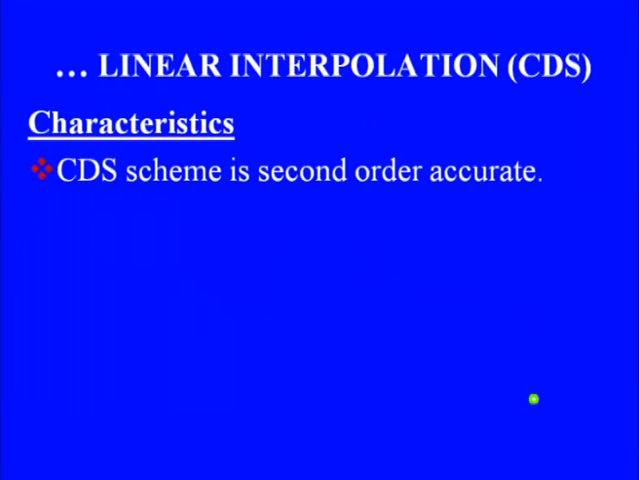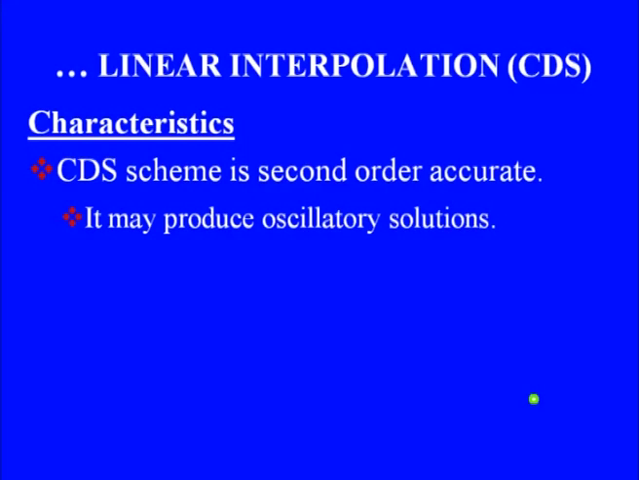Let us get back to our presentation and look at the characteristics of the scheme. The CDS scheme is second order accurate. So, from now onwards we will refer to linear interpolation by its short acronym, that is CDS. It is second order accurate. The accuracy is very good, but we might have one small problem for advection dominated situations, that this scheme may produce oscillatory solutions. So, that is the negative side. On the positive note, it is the simplest and most widely used interpolation.